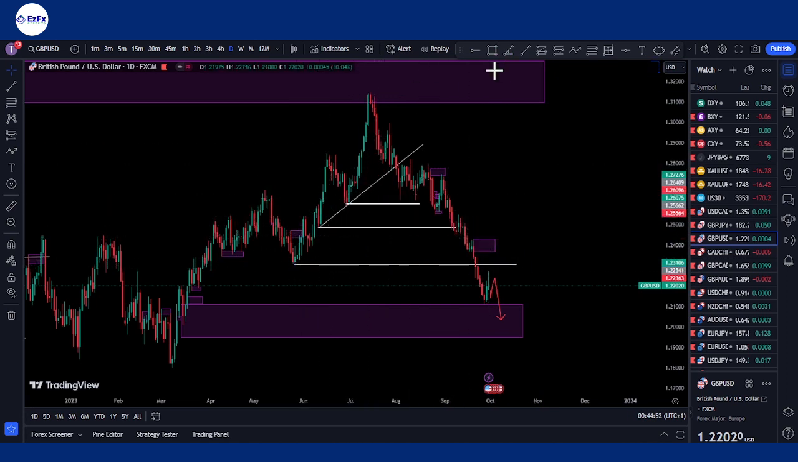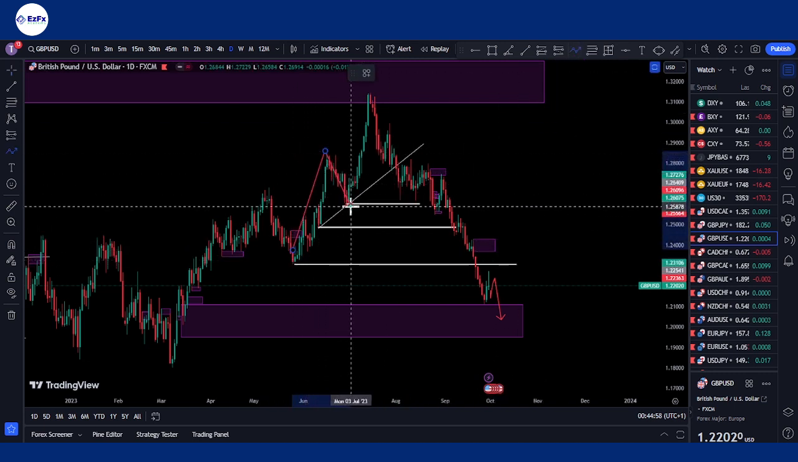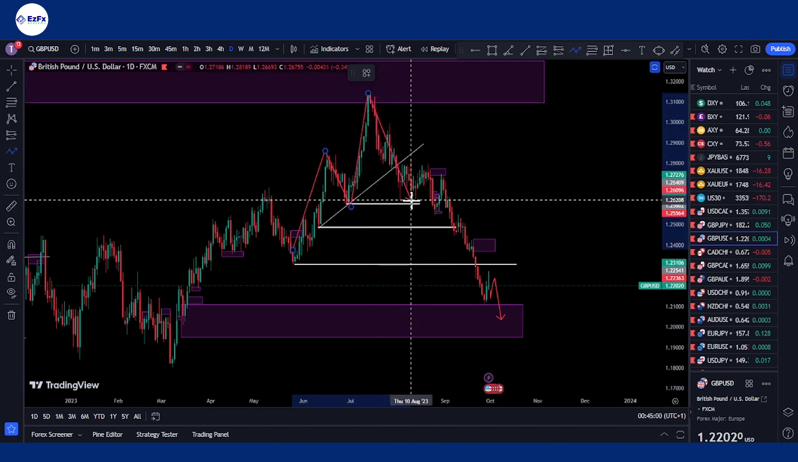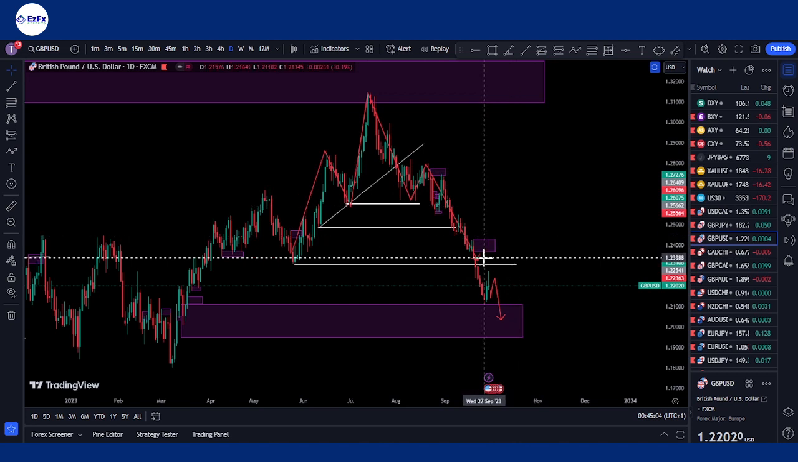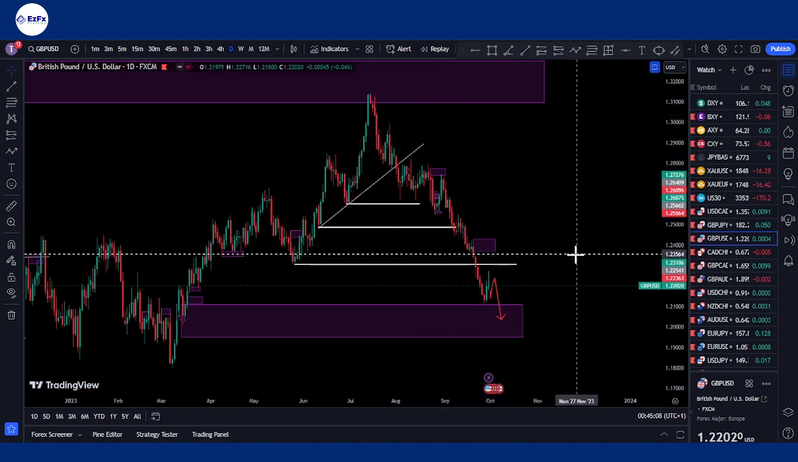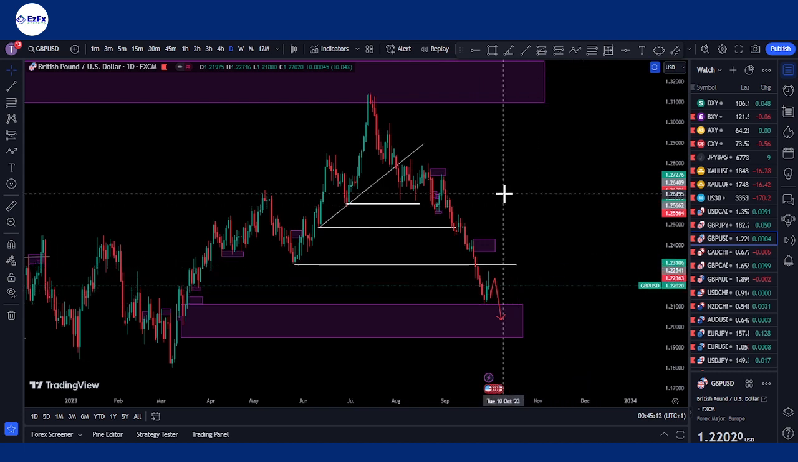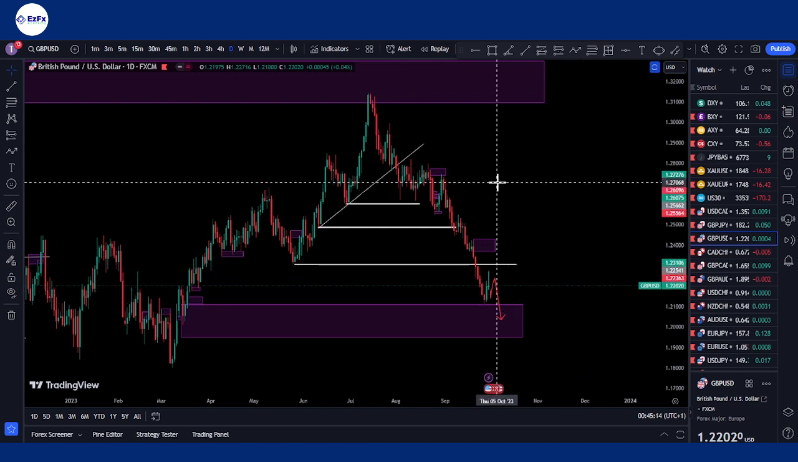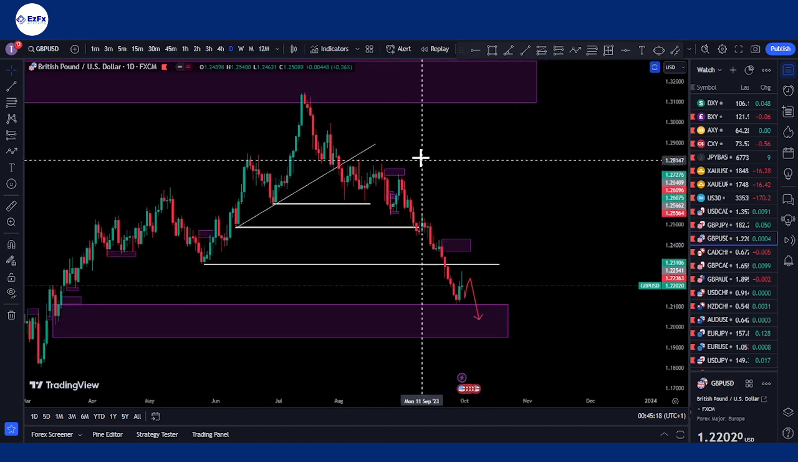Now for those of us who trade trend chart patterns, this is a classic head and shoulder pattern here. This is your left shoulder, your head, your right shoulder. Then you can see that sell-off happening from there, and you can see that the neckline was already broken. That was just to show us that overall bias on GBP USD is still bearish. I'll still be expecting GBP USD to continue bearish.